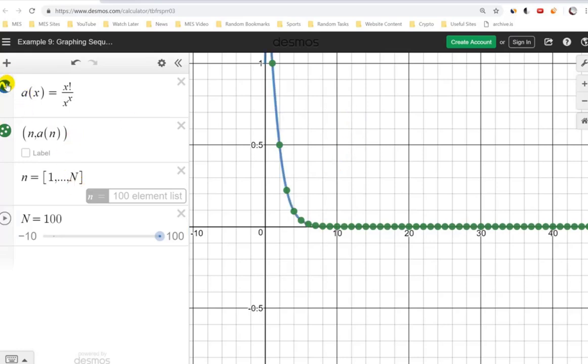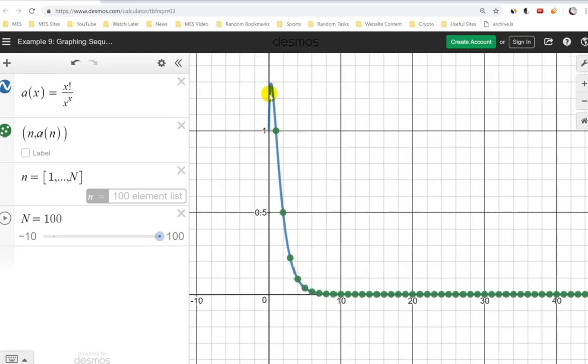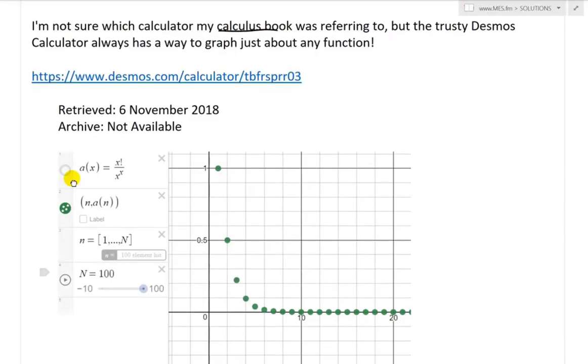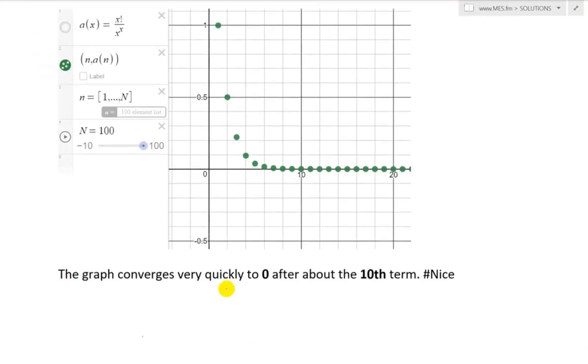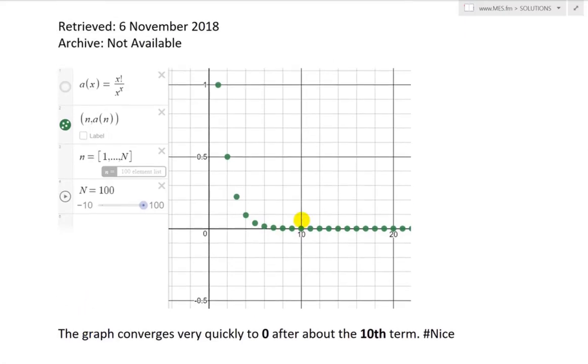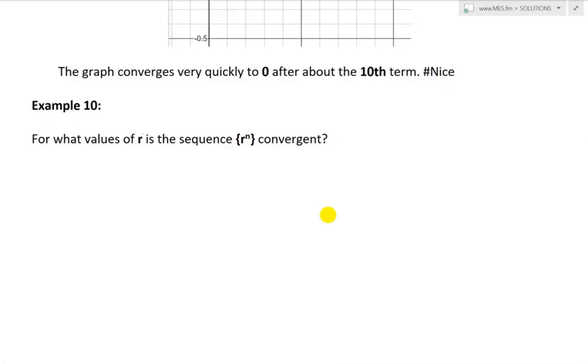And if you click this, it shows that function. That's just the function. That's an interesting point over there. So anyways, that's fascinating stuff indeed. And you could hide these, and then let's see, I'll cover it and move it up, and it moves around. So anyways, that's pretty cool stuff. Play around with that calculator. Very fascinating stuff. So yes, the graph converges very quickly to 0 after about the 10th term from here. Nice. Alright, so now let's look at another example.